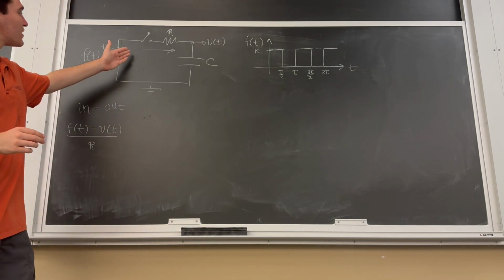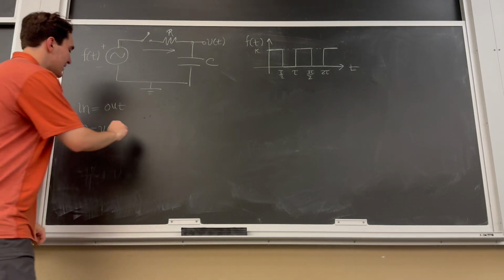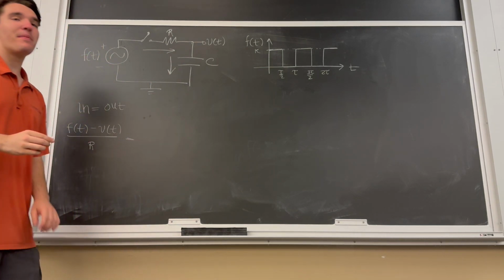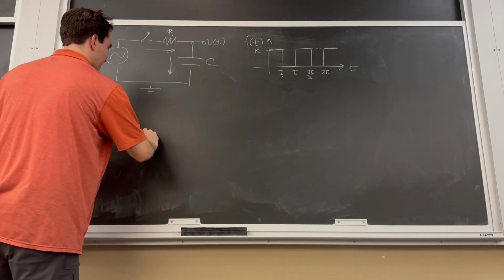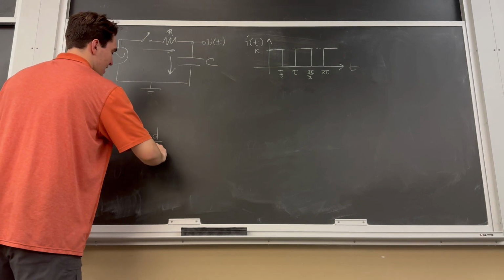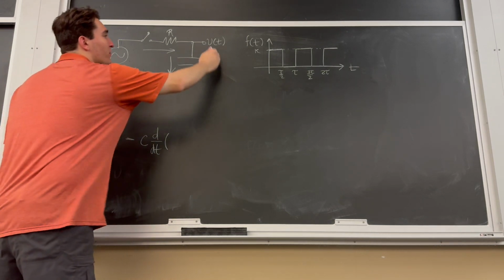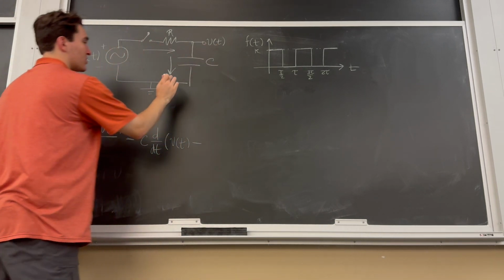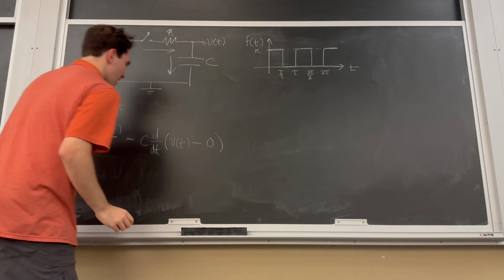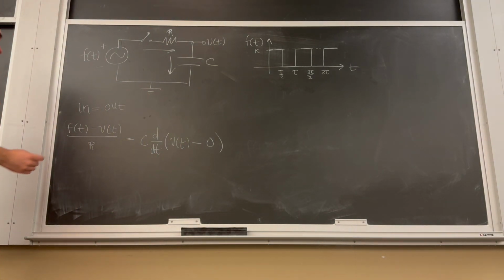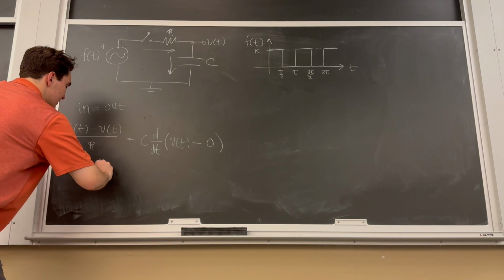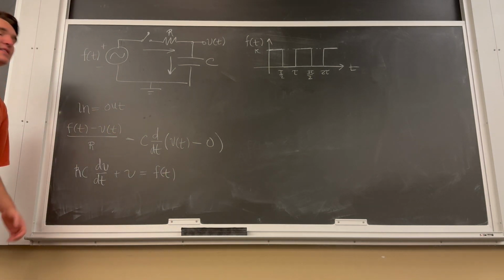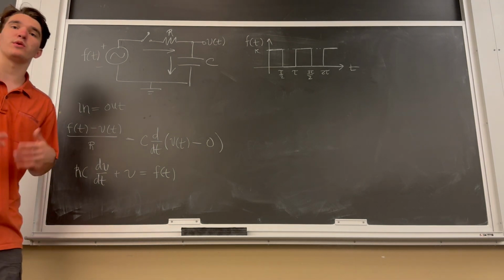Kirchhoff's current law tells us that the current into the node, which is this, has to equal the current out of the node, which is the current through the capacitor, this current. Based on general formulas, we know that the current through a capacitor is the capacitance times the derivative with respect to time of the voltage across the capacitor, which is v of t minus the voltage here, which is grounded, so that's 0. If we rearrange this differential equation, we find that RC dv/dt plus v equals f of t. This is the linear first order differential equation we're going to be working with.